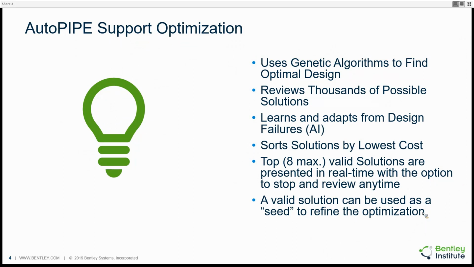A valid solution can then be used as a seed. The nature of the genetic algorithm is that it can take a different branch if provided with a direction or a seed. Ultimately, this can lead to a different solution.